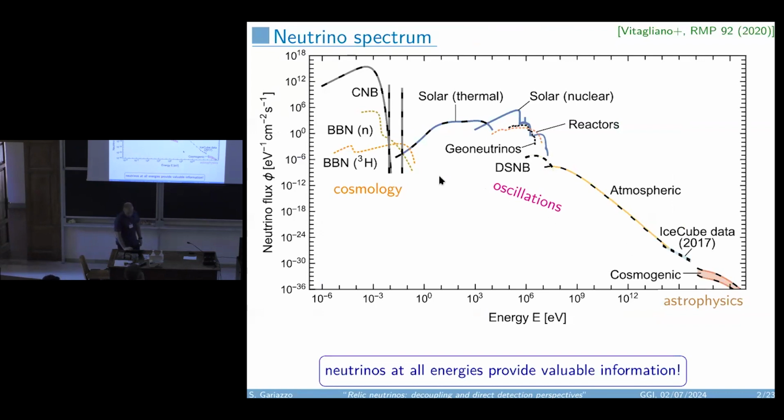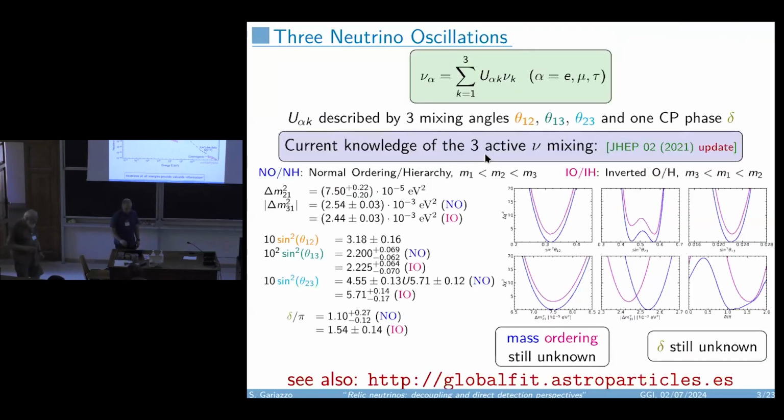So the main focus of the rest of the talk will be the low energy part of the spectrum, which is also the one that corresponds to a higher flux. But the neutrinos we know better are actually these ones from solar neutrinos, reactor neutrinos, atmospheric ones. These are those that basically give us information about neutrino oscillations.